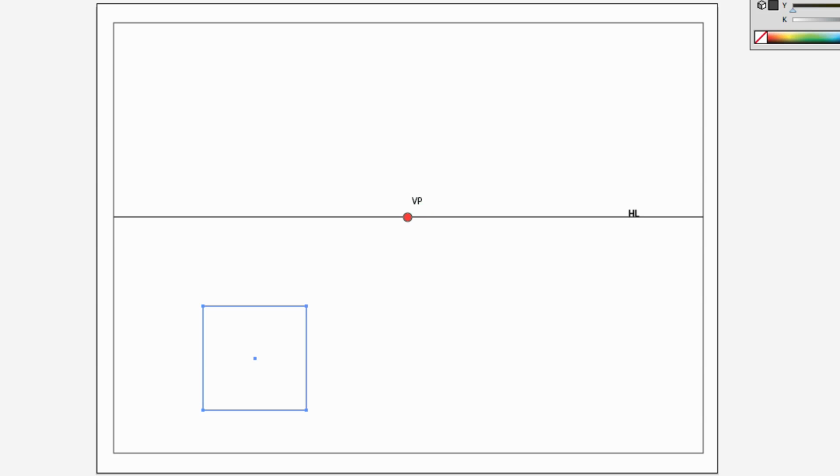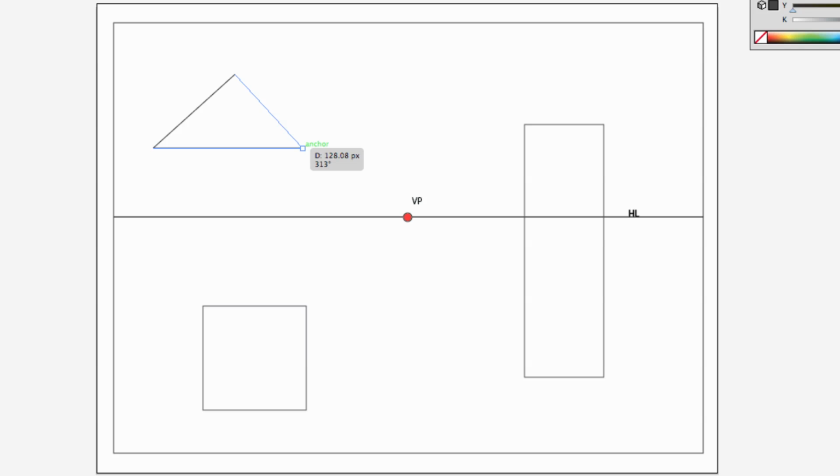Now we're going to draw a rectangle. Now I'm going to create a triangle. So now we've created the face of the objects that will represent the plane that is facing the viewer. The next thing for us to do is to draw our orthogonals. Orthogonals are the lines that recede back to the vanishing point that create the illusion of perspective. Orthogonals in one-point perspective come from the corners of the object that is facing the viewer.